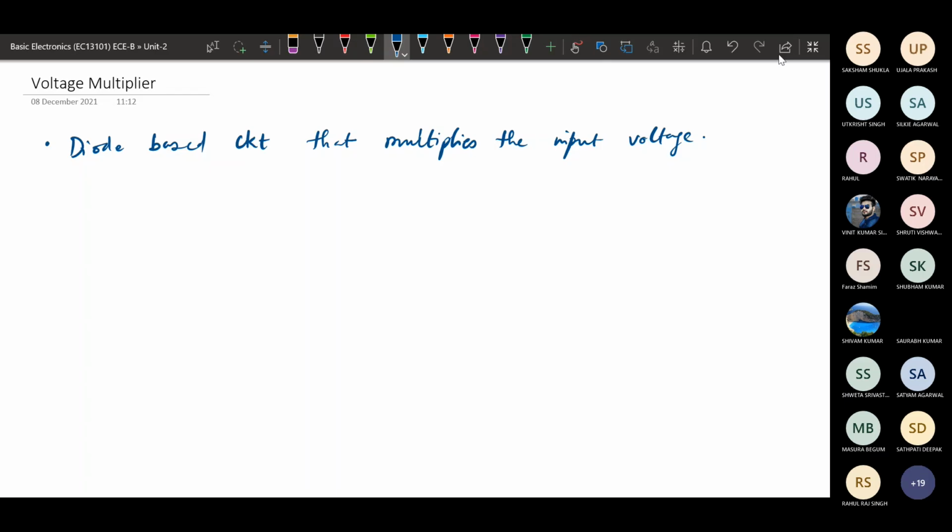These multiplier circuits are also called a voltage doubler. If it is doubling the input voltage, it is a voltage doubler. Or it could be a voltage tripler, or a voltage quadrupler. So there are different circuits. We will see how we can get the output doubled with respect to whatever input we are applying. But before going with that, we will see one more circuit, called the peak detector circuit.